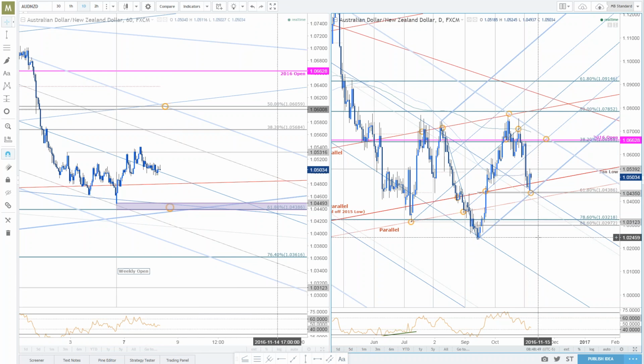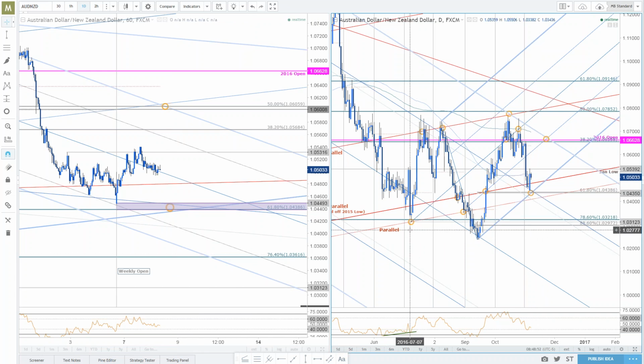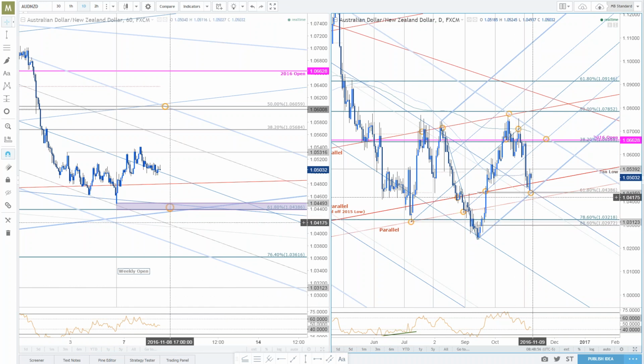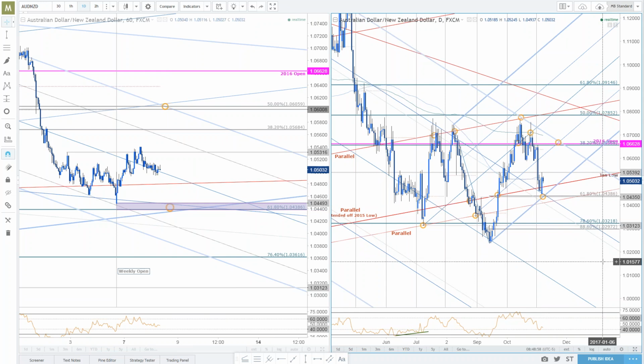103.12, Steve, is the actual stretch low that you made back here in July. So this region here, if this breaks, is really critical for Aussie Kiwi.